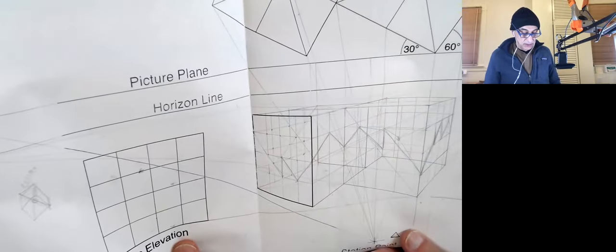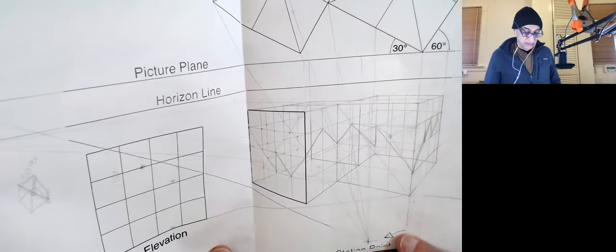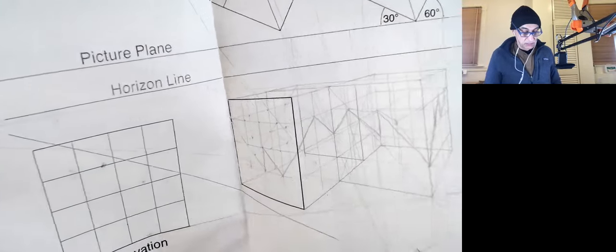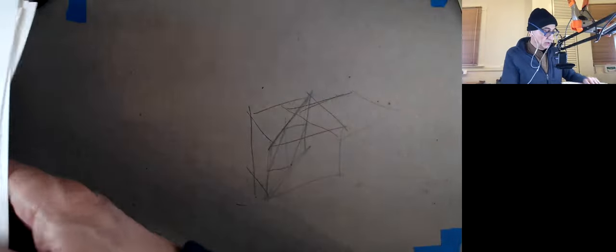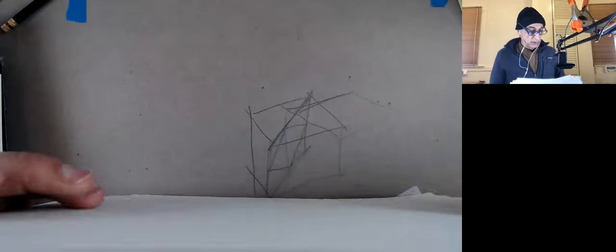So these would be the perspective construction for the two cubes, another perspective. And I think that's it. So I'm going to end there.